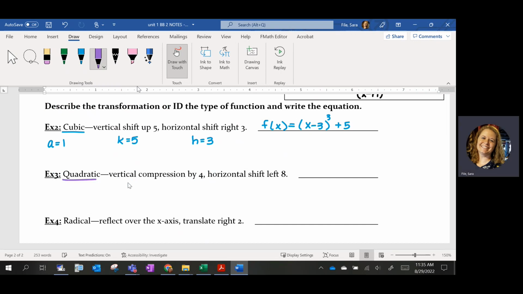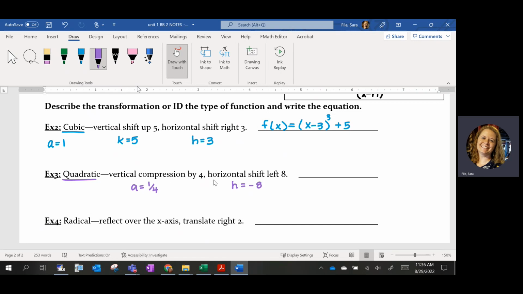Next up is a quadratic. This one has a horizontal shift again, left 8 this time. So that means h itself is negative, but when I plug it in, minus negative is going to change to plus. So in the equation, it's going to be plus 8. A vertical compression, so that's my a value being affected. It's being compressed by a factor of 4. So the a value is actually 1/4. Okay. For a to be a 4, that would mean it would be stretched by 4. So we're compressing by 4, which means a is 1/4.